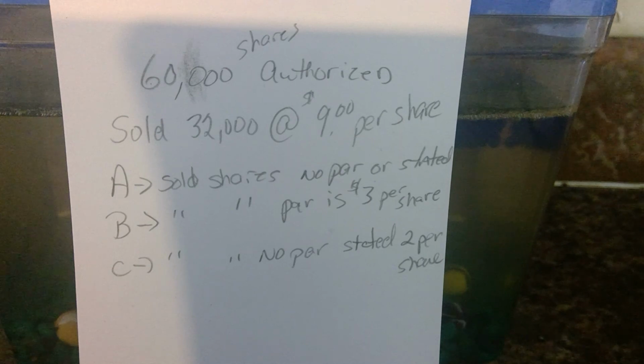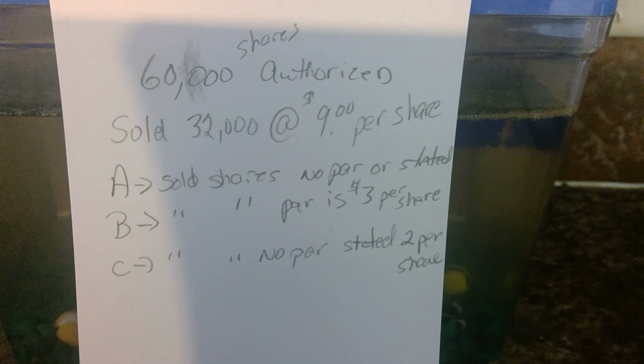Okay, so for part B, your journal entry would be a debit to cash for 288, a credit to common stock for 96, and then another credit for additional paid-in capital, or APIC, and that credit amount would be 192. Now, once you add the 192 and 96 together, that gives you the 288. So you know your journal entry balances. So you're fine. No harm, no foul. It balances, you're good to go.